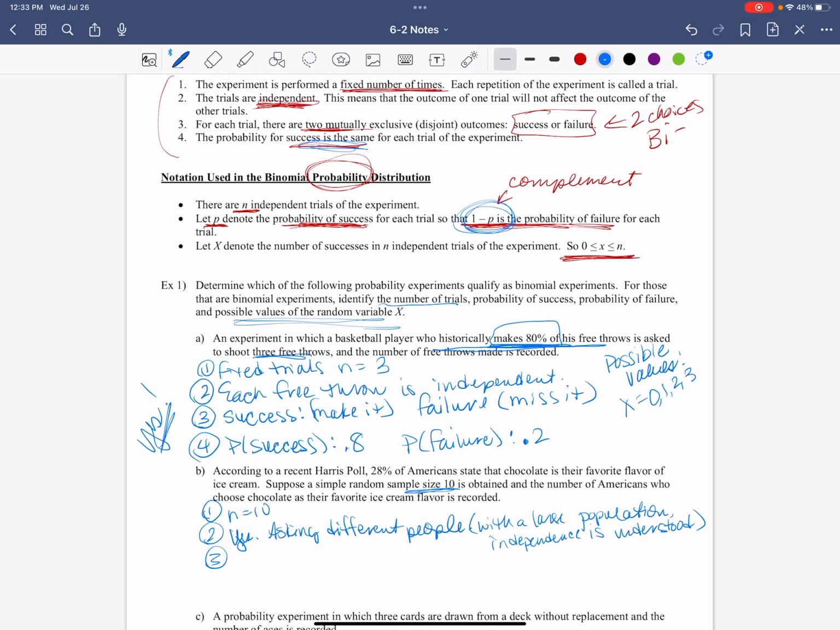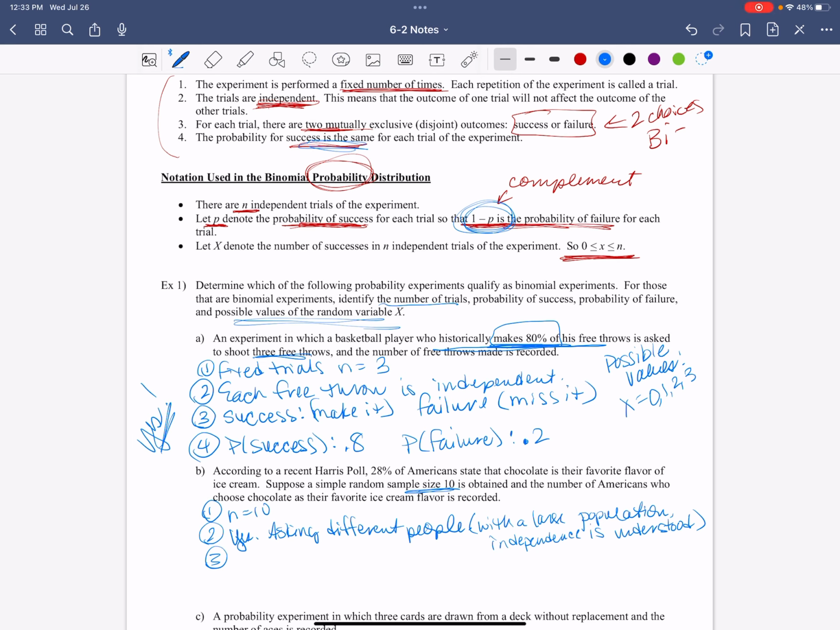All right, what are my outcomes? Do I have two outcomes? The question is, suppose a simple random sample is obtained and the number of Americans who choose chocolate as their favorite is recorded. So do I have a success and failure here? Yes, chocolate's my favorite. No, it's not, right? Those are my two options.